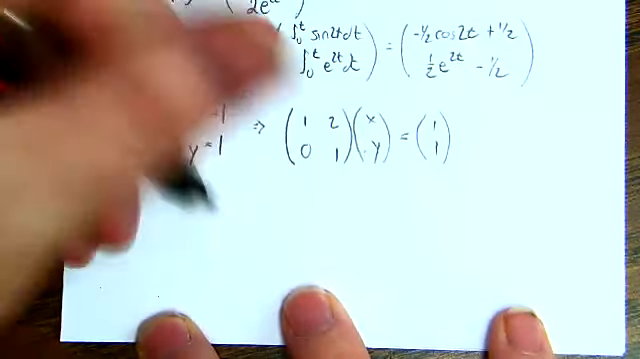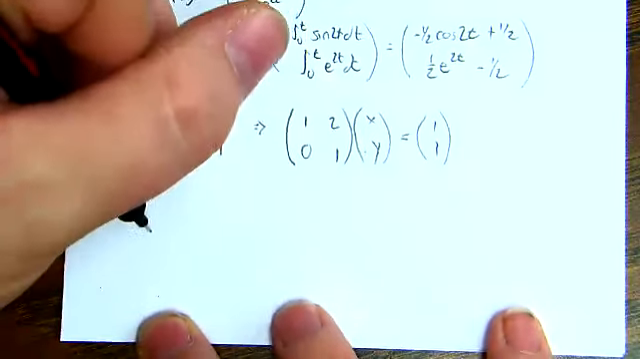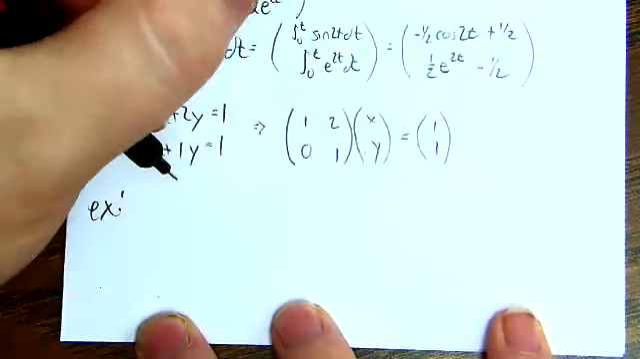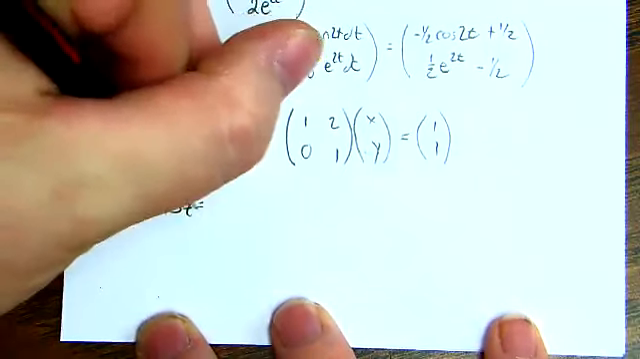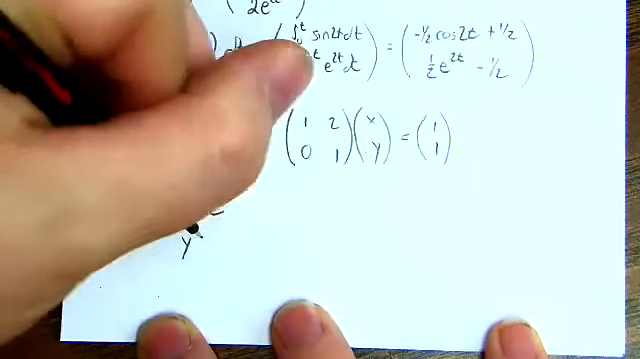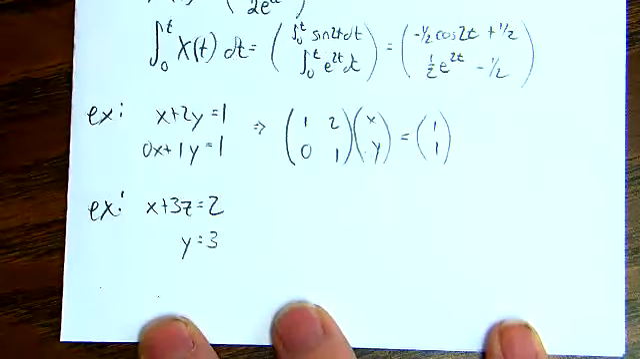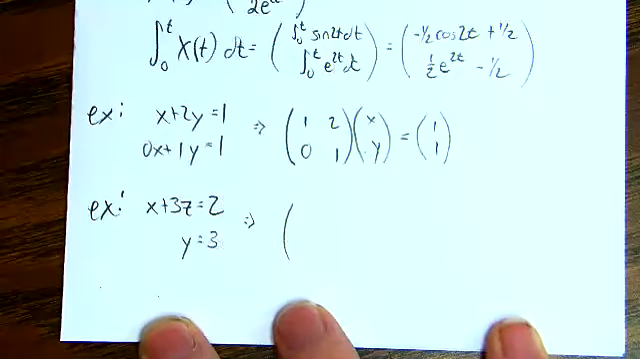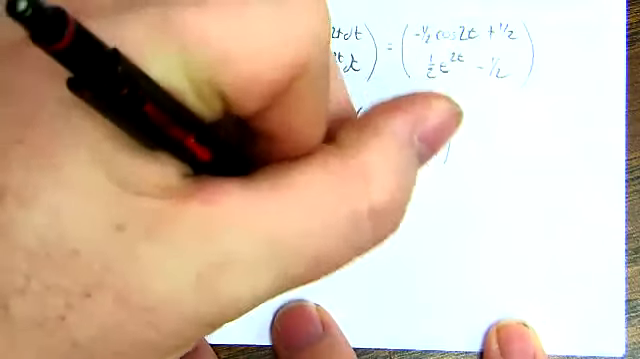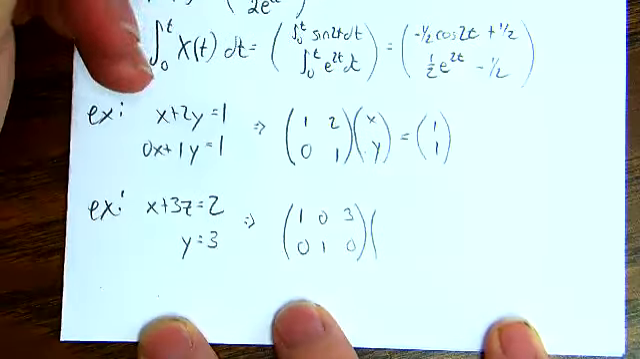If I have the system x plus 3z equals 2 and y equals 3, I could write this using the coefficient matrix 1, 0, 3, 0, 1, 0, and that is being multiplied by x, y, z, and that is equal to 2, 3.